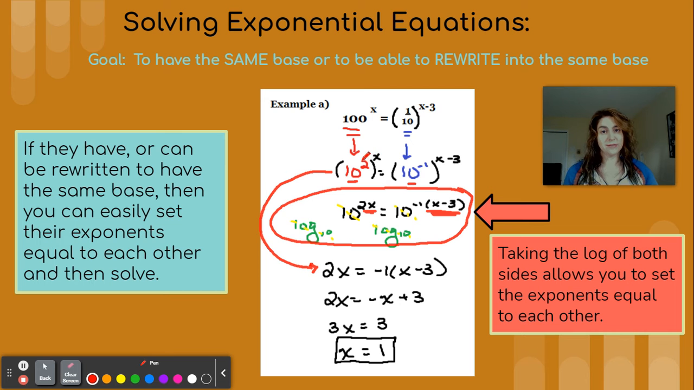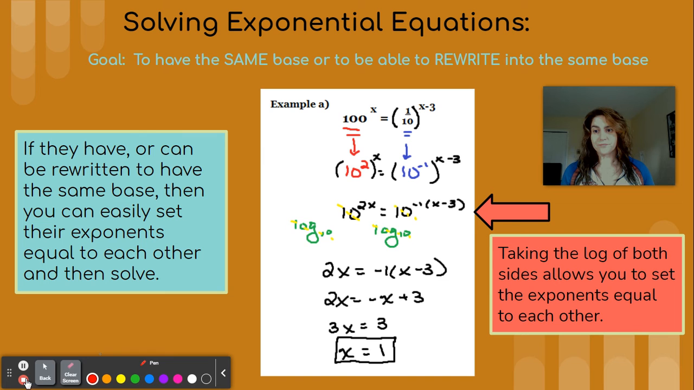So I have a 2 and an x from here, from the square and the x on the outside. I have a -1 and x minus 3 from its exponents. And then it's just a simple Algebra 1 solving of equations, right? I distribute, move terms together, combine my like terms, and solve, and I get x equals 1 in this case.